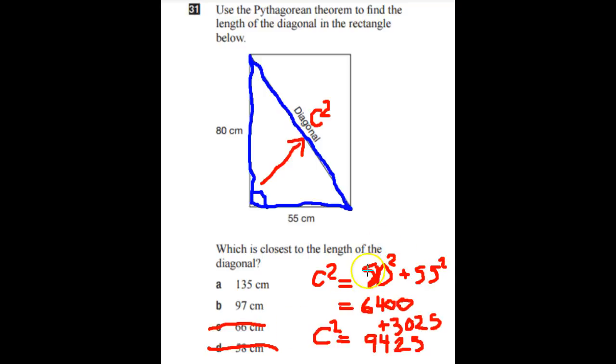So I've gone ahead and done the calculations. So 80 squared plus 55 squared. 80 squared is 6,400. 55 squared is 3,025. When I add those together, it gives me 9,425. But that doesn't give me the value of c. It gives me the value of c squared. So I'm going to take the square root of each side. And when I do that, I get 9,400 and something or other. The square root of that gives me a value that is closest to b, 97 centimeters. And so that is my answer.